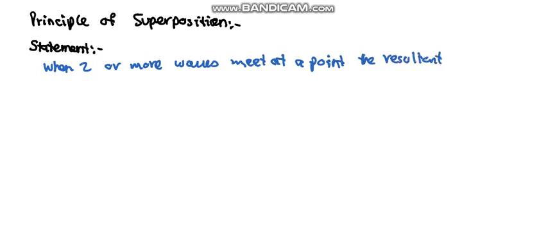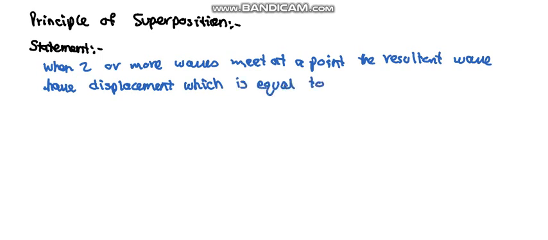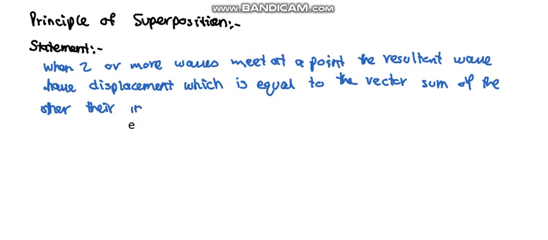when two or more waves meet at a point, the resultant wave has a displacement which is equal to the vector sum of their individual displacements.